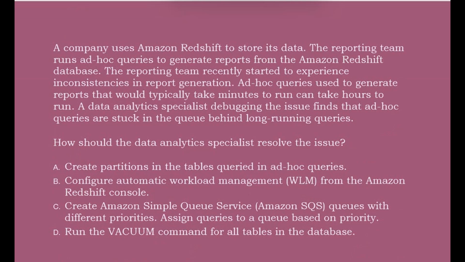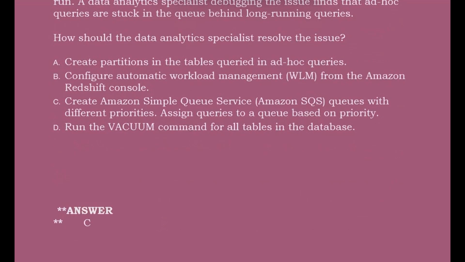Option A. Create partitions in the tables queried in ad hoc queries. Option B. Configure automatic workload management (WLM) from the Amazon Redshift console. Option C. Create Amazon Simple Queue Service (Amazon SQS) queues with different priorities. Assign queries to queues based on priority. Option D. Run the vacuum command for all tables in the database. Correct answer is option C.